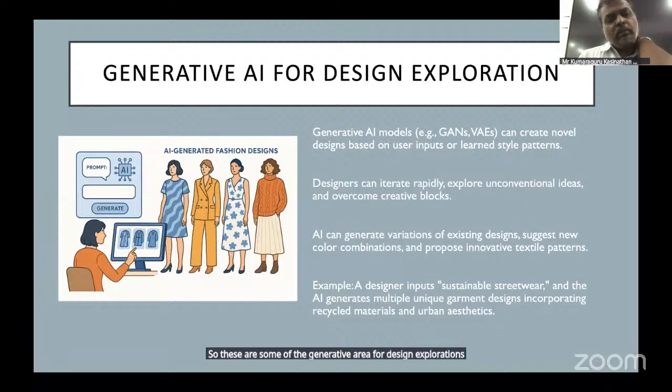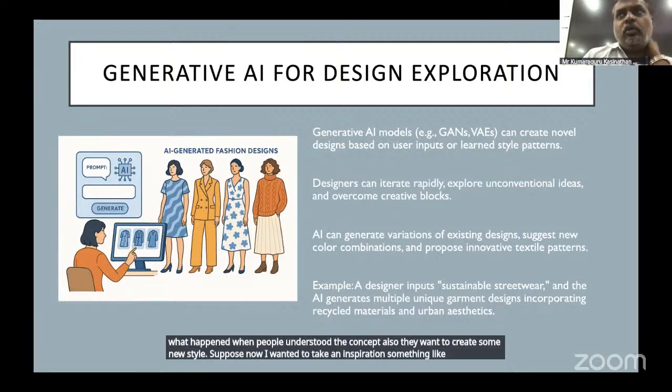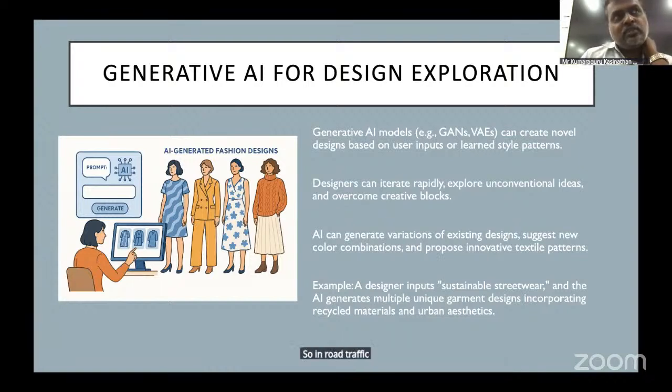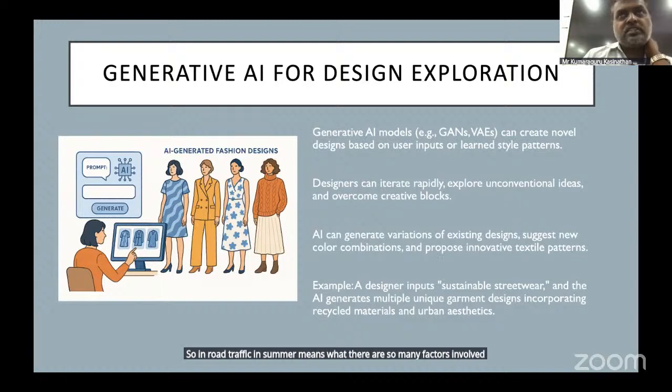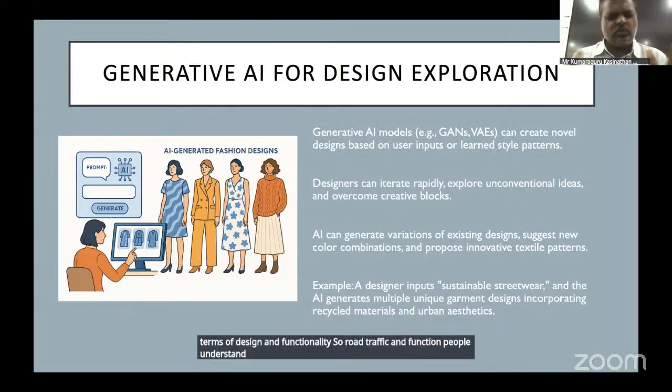So nowadays when people understand the concept, they also want to create some new style. Suppose now I wanted to take an inspiration, maybe road traffic in summer. This is my inspiration. So road traffic in summer means what? There are so many factors involved in terms of design and functionality. So road traffic, in function, people understand road. And summer means it will be too hot. So they want to understand about the material.